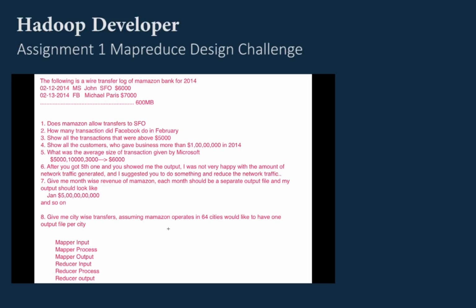In the seventh one, you're supposed to give month-wise revenue of Amazon. So each month should be a separate output file, and the output should look like Jan and the value, in the next file Feb and the value, and so on and so forth. In the eighth one, you will basically give city-wise transfers for each and every city.